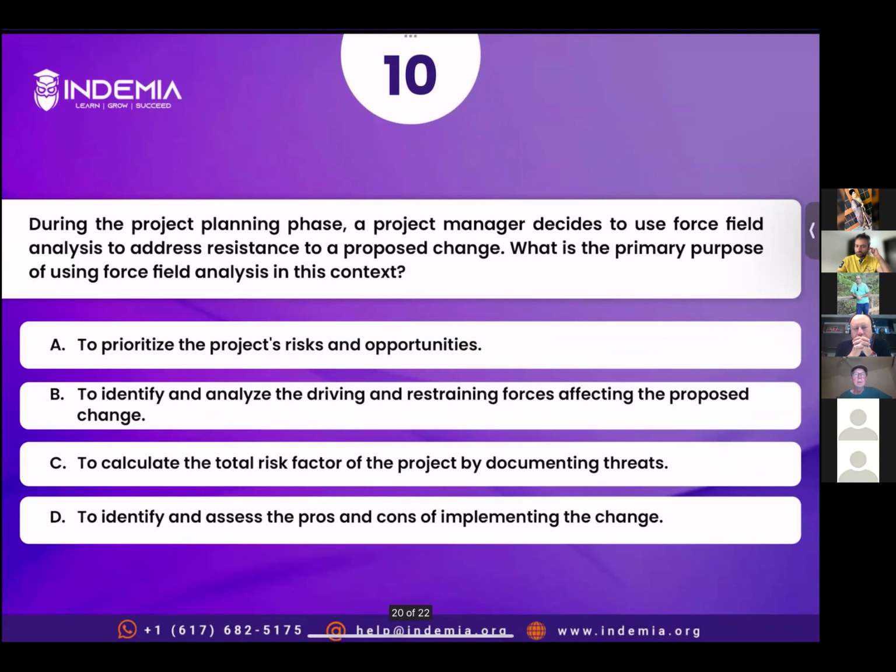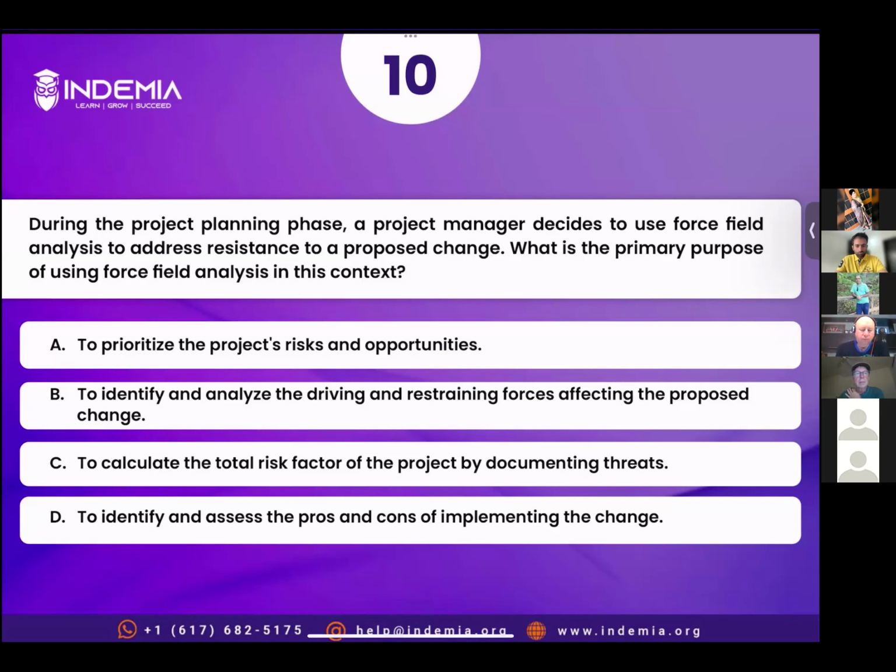Okay, Vivek, you have chosen option B. Yeah. So force field analysis again, we are trying to understand what kind of forces are helping and what are restraining the project. So that's the motive of doing this force field analysis. That's what option B is saying. So what are the factors that can help, and what are the factors that can create problems, to understand in advance?